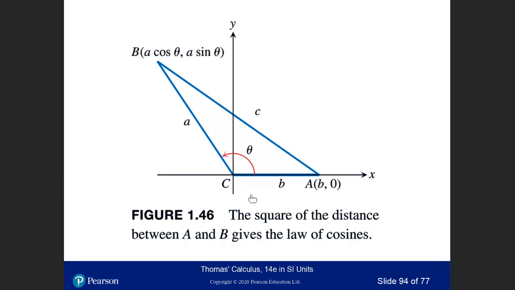Let's say c side is across the corner C, a side across corner A, and b side across corner B. Now let's prove the law of cosines.